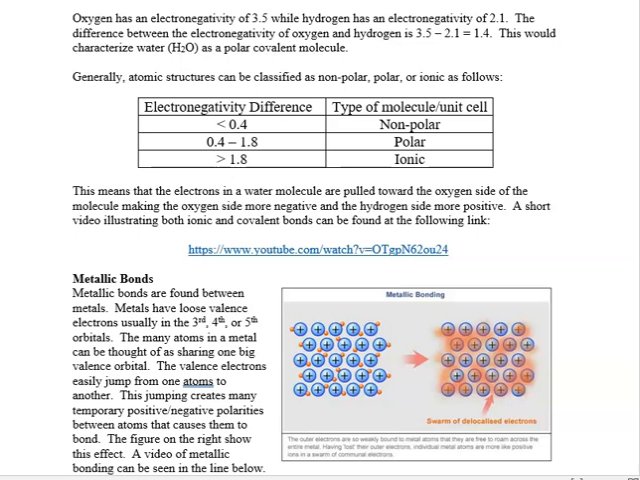Finally, if it's greater than 1.8, it's ionic. That means the electron is being totally pulled towards the more electronegative atom. So that would be sodium chloride. Chlorine has a much higher electronegativity than sodium, so it totally takes the electron away from sodium, and that's considered to be an ionic bond. Continuing to read, this means that the electrons in a water molecule are pulled toward the oxygen side of the molecule, making the oxygen side more negative and the hydrogen side more positive.